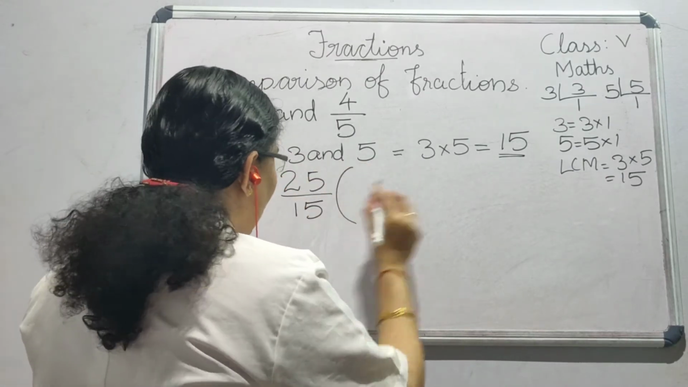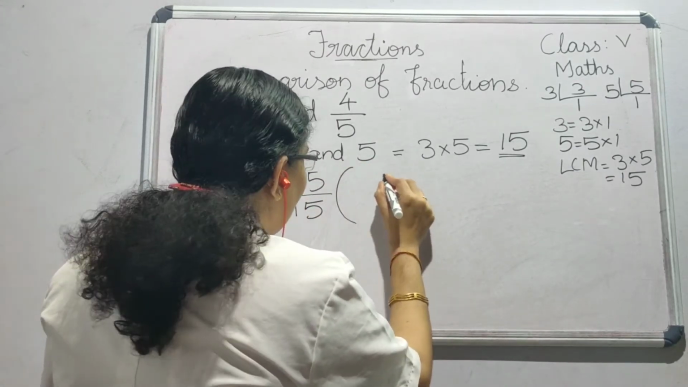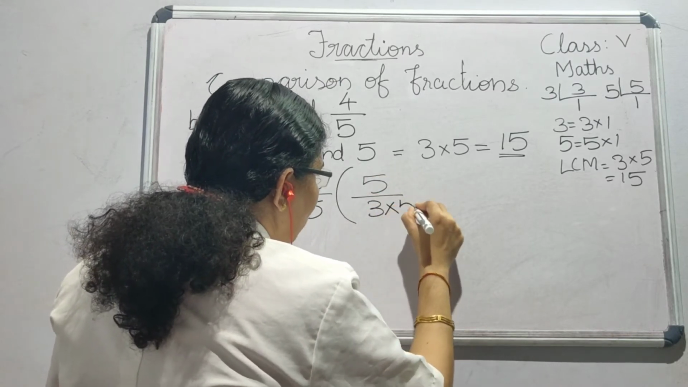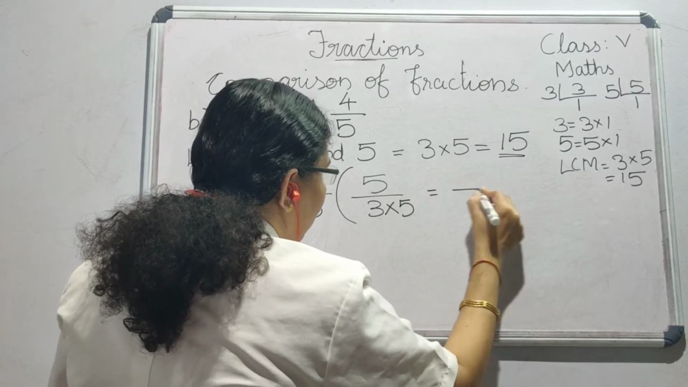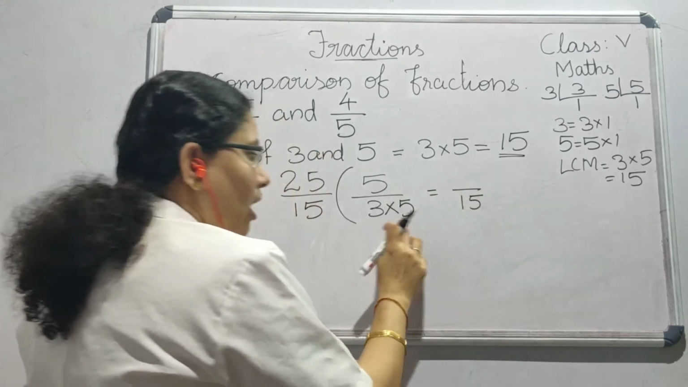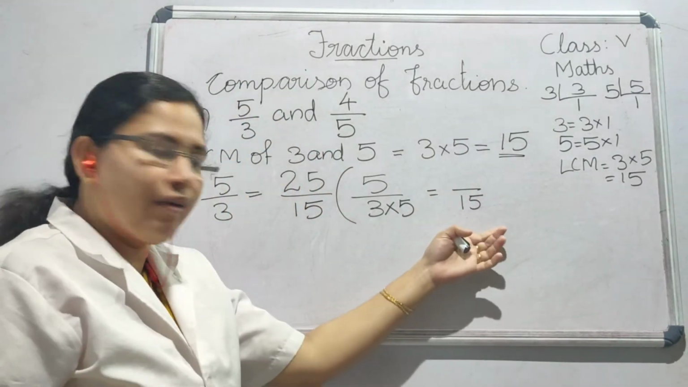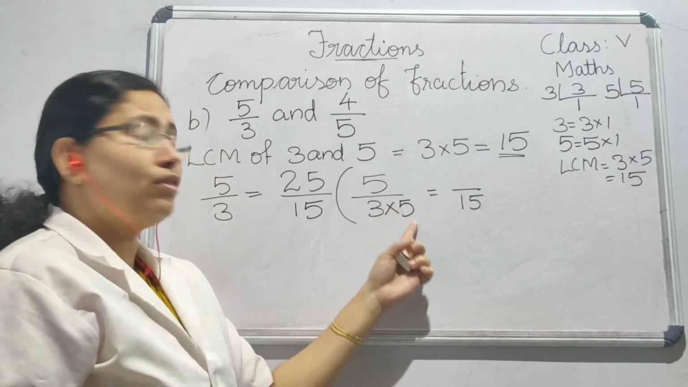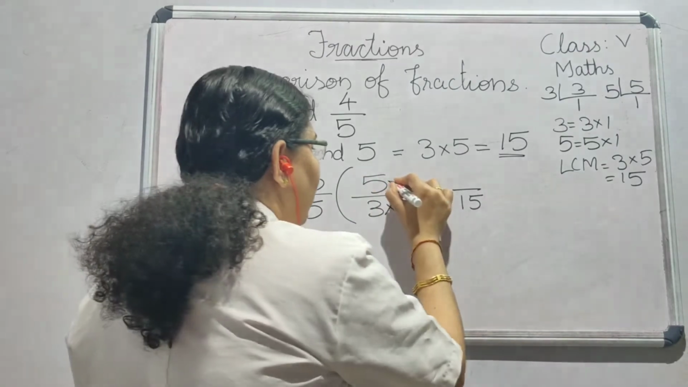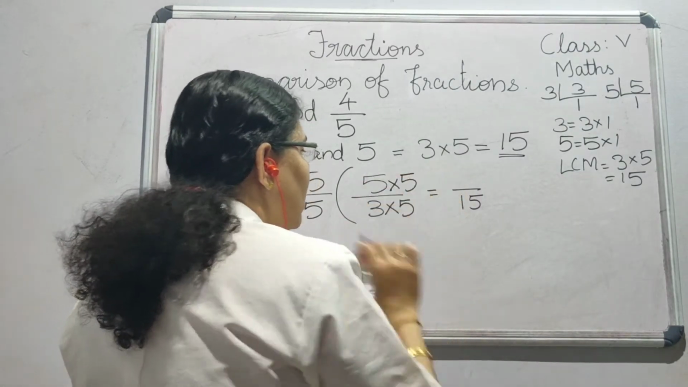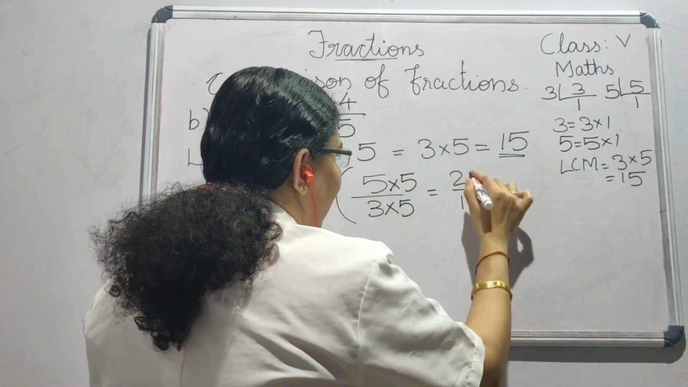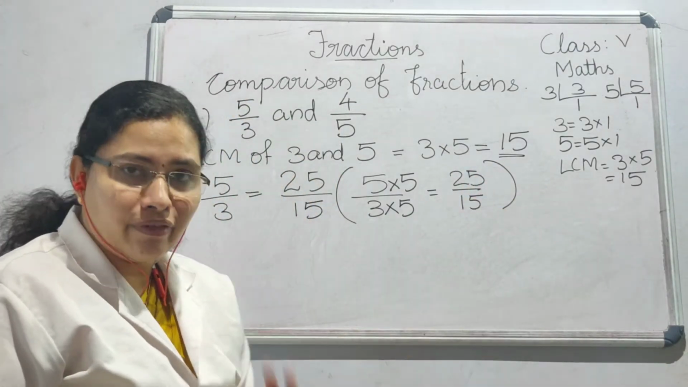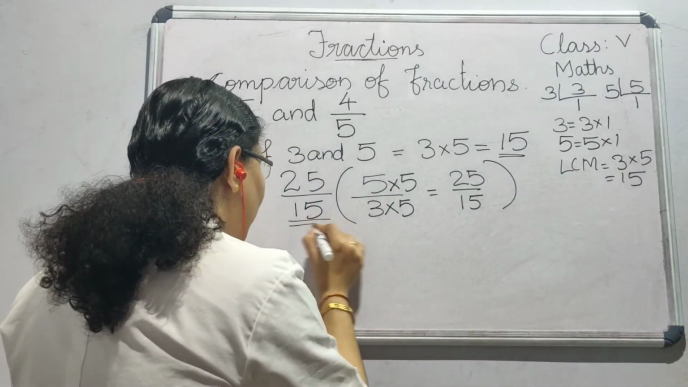I'll write the step if you need. That is 5 by 3. 5 into 3 is 15. So I have to multiply 3 with 5. So here also I will be multiplying with 5. Then 5 fives are 25. So like this we will be getting 25 by 15. So I have got the first fraction.